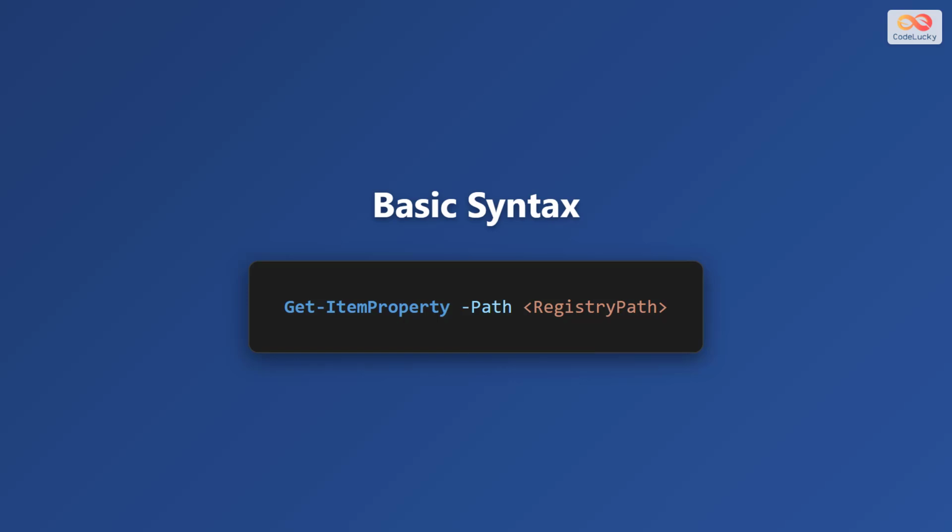The basic syntax of Get-ItemProperty is straightforward. You use the Cmdlet name Get-ItemProperty followed by the -path parameter, and then provide the registry path you want to read from. The path parameter is required and tells PowerShell exactly which registry key you want to retrieve properties from. This simple structure makes it easy to start reading registry values immediately.